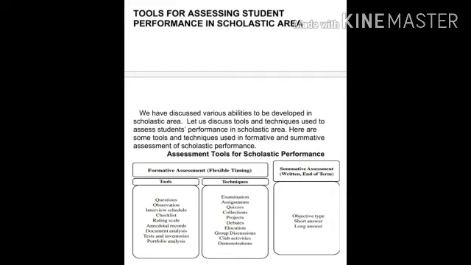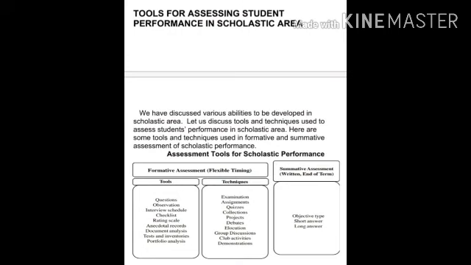For summative assessment, what are the tools and techniques? First one is objective type test, short answer type test, and long answer type test.